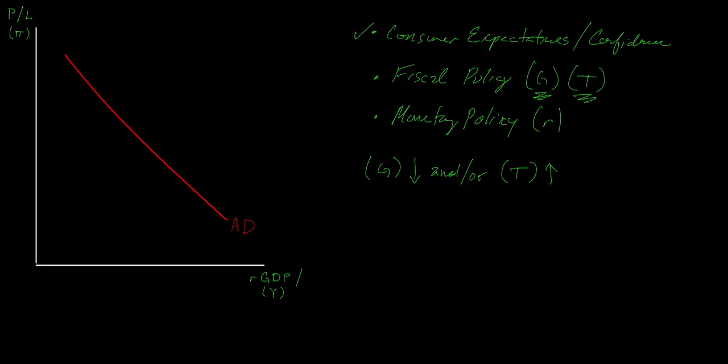So if government spending goes down, that means there's less money stock in the economy. And there's going to be less disposable income. Less disposable income. We'll call this household income, which means, in turn, consumption drops.